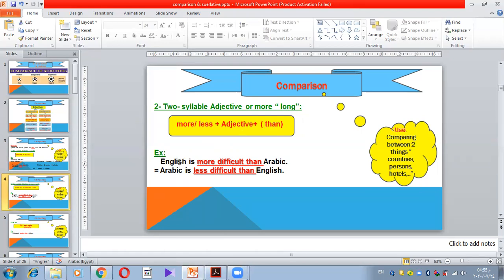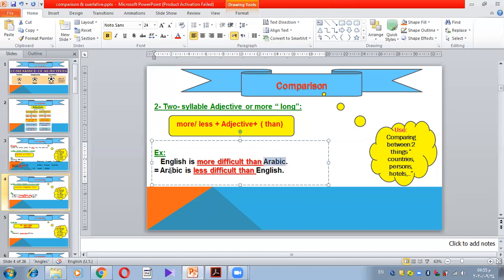So again, if I have English and Arabic, I have two here. Don't forget, we compare between two things, two persons, two countries, two cities, whatever. English is difficult, so it's more difficult than Arabic, for example. The opposite of more is what? If I start with Arabic, I'm going to say Arabic is less difficult than English, but it's the same meaning in this case.